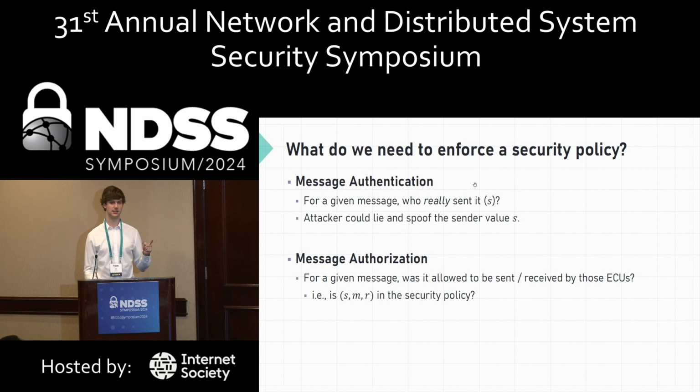Authentication tells us who's the real sender of this message, because the message has a sender, a type, and a receiver information, but the attacker could lie, they could spoof their sender. We need some way to know it for sure. Authorization is saying once we know the true values of the sender, the type, and the receiver, how do we know if it's allowed? How do we know if it's in the security policy and we should allow it?